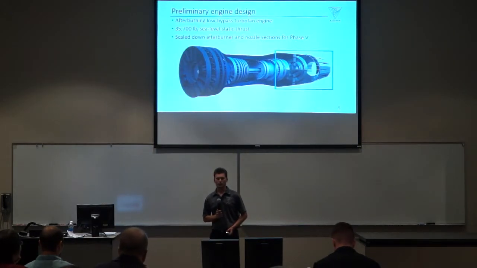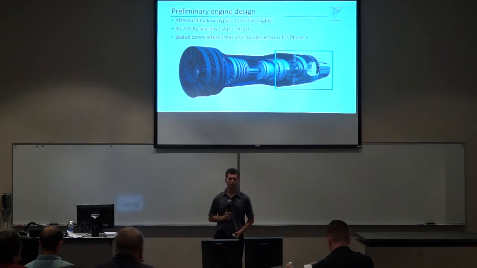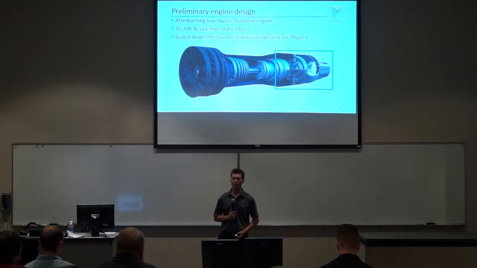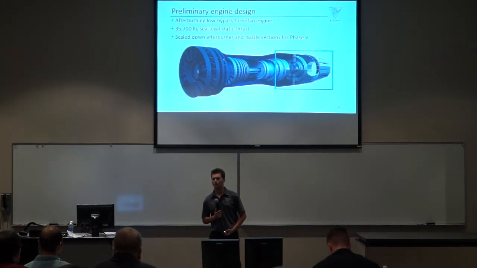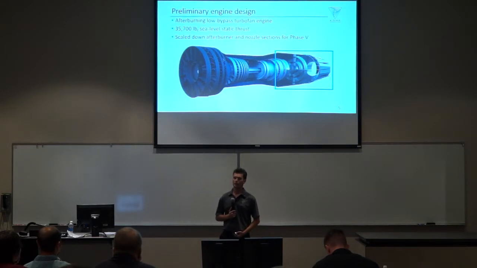Right, in project overview, last semester for preliminary design, we put together a low bypass turbofan engine for one of the AE teams for one of their propulsion systems. The engine created around 35,700 pounds of thrust. For the spring semester, we were tasked to design a scaled down version of one of the components of that engine. We chose to do the afterburner and nozzle sections, as these are the easiest to fabricate on a lower budget, on a lower scale.